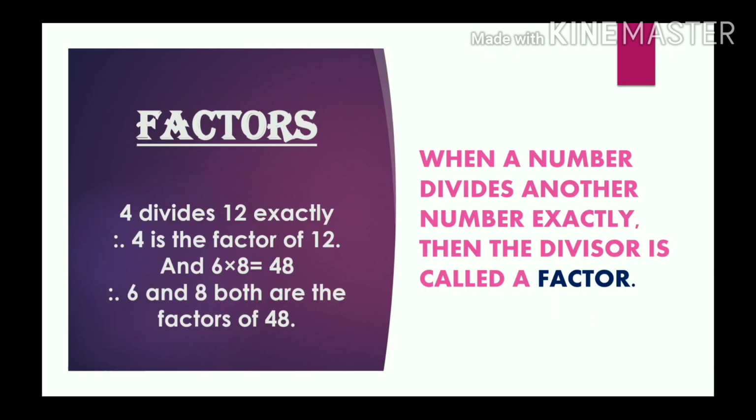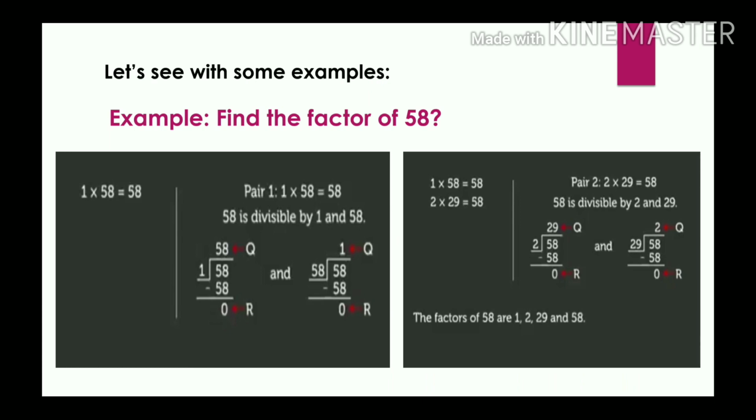So, let's start our first topic, factors. When a number divides another number exactly, then the divisor is called a factor. As we know that 4 divides 12 exactly, therefore 4 is a factor of 12. And 6 multiplied by 8 equals 48, so 6 and 8 are both factors of 48. Let's see with some examples.